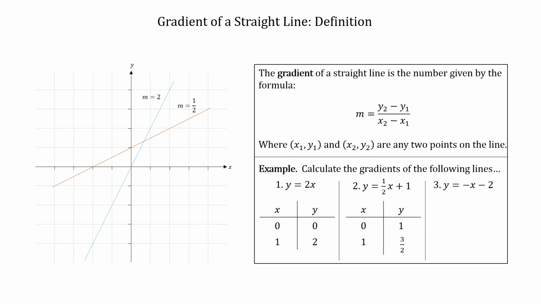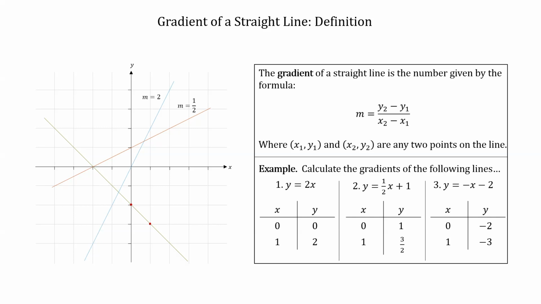Finally, I will calculate the gradient for the equation in question 3, y equals minus x minus 2. Once again, I will plot 2 points. When x is 0, I get 0 minus 2, which is minus 2. That's this point here. And when x is 1, I get minus 1, minus 2, which is minus 3. So (1, -3) is this point here. So here is the line for the equation y equals minus x minus 2. It's this green line here.